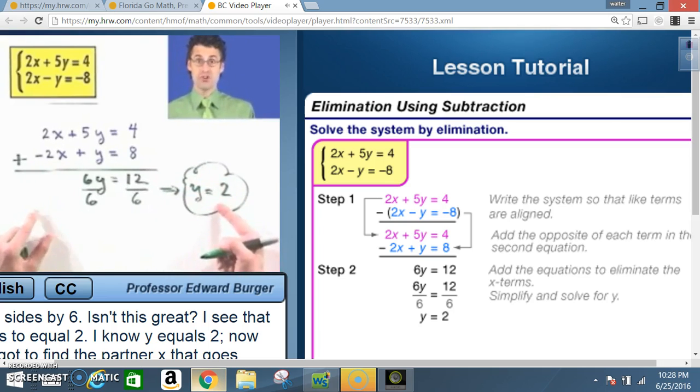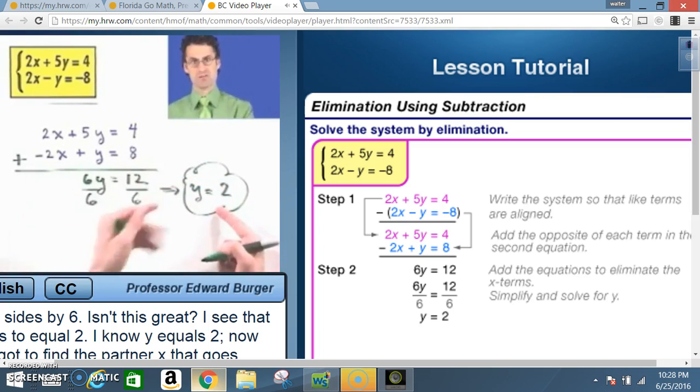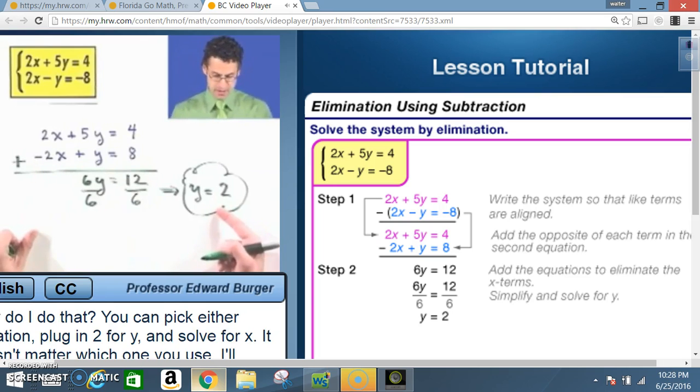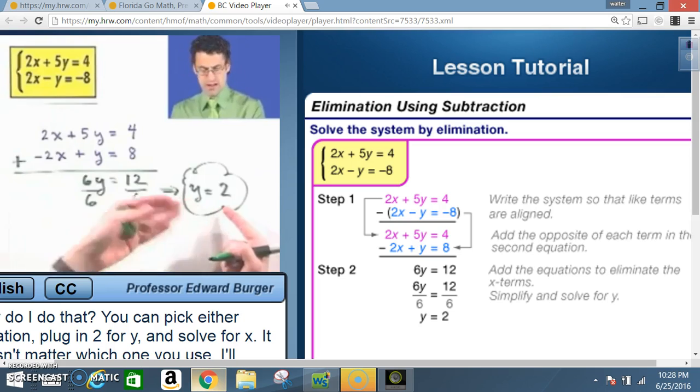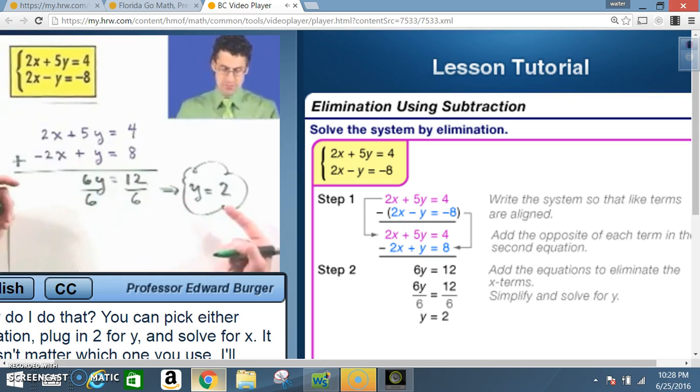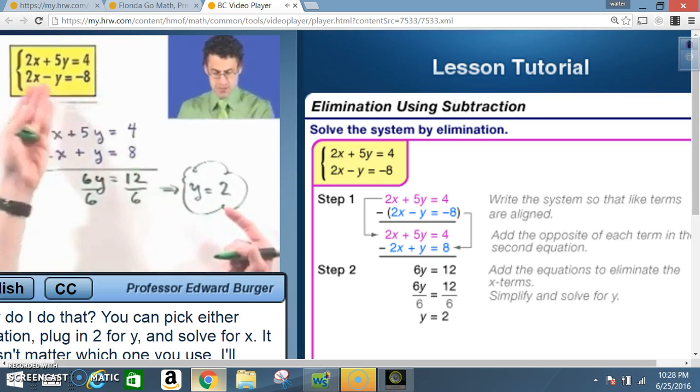So I know y equals 2. Now I've got to find the partner x that goes along with that y. How do I do that? You can pick either equation and plug in 2 for y and solve for x. It doesn't really matter which one you use. I'll use the second one.